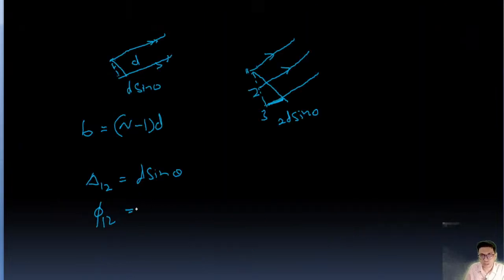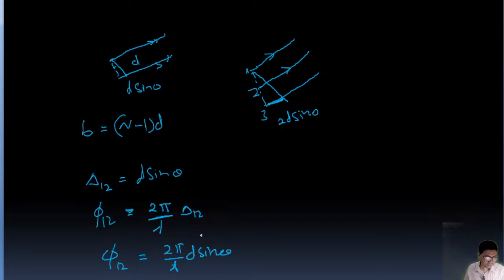So we know that phase difference is 2 pi by lambda into path difference. So phi 1 2 is going to be 2 pi by lambda d sine theta.